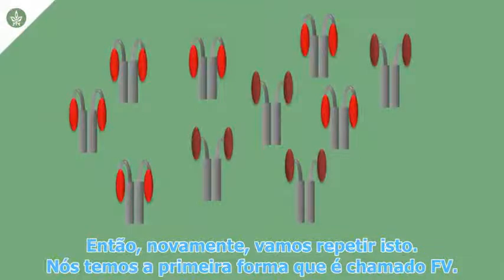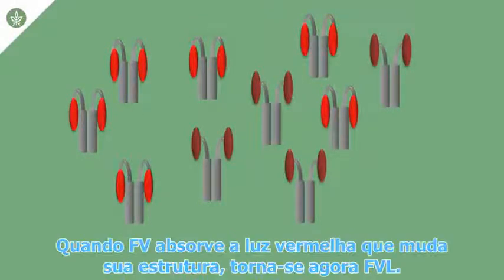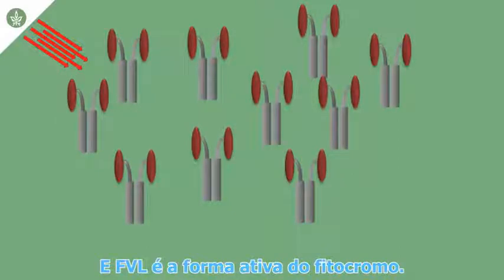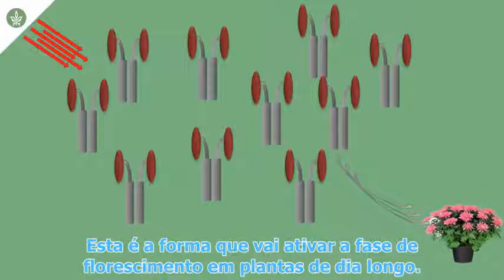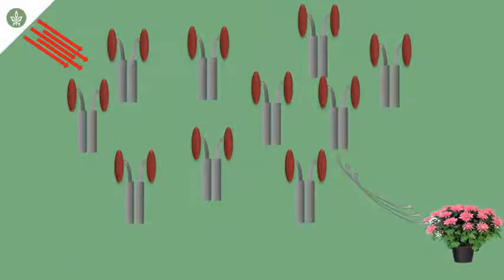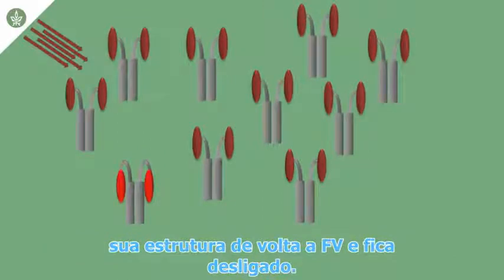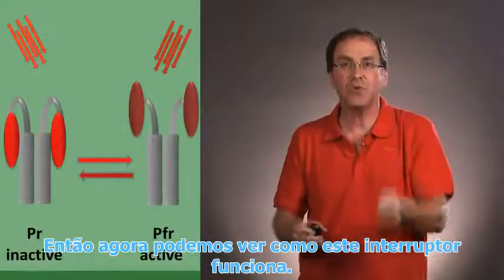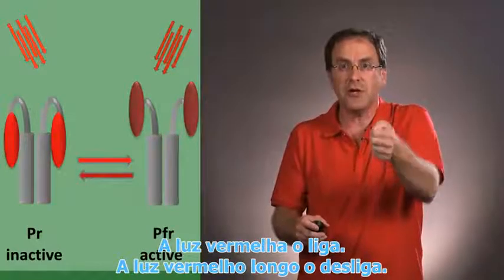So again, let's repeat this. We have the first form, which is called PR. PR is inactive. When PR absorbs the red light, it changes its structure. It now becomes PFR, and PFR is the active form of phytochrome. This would be the form that would be activating flowering in a long day plant. When PFR absorbs the far red light, it changes its structure back to PR, and it gets turned off. And so now we can see how this switch works. The red light turns it on. The far red light turns it off.